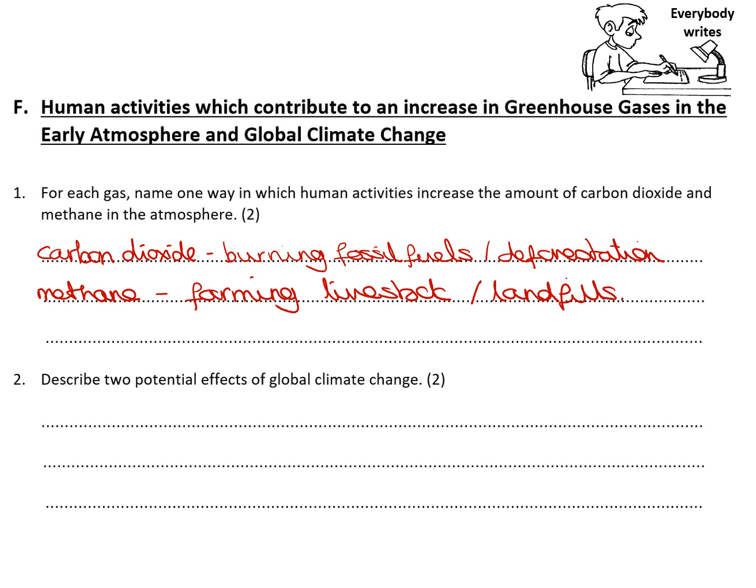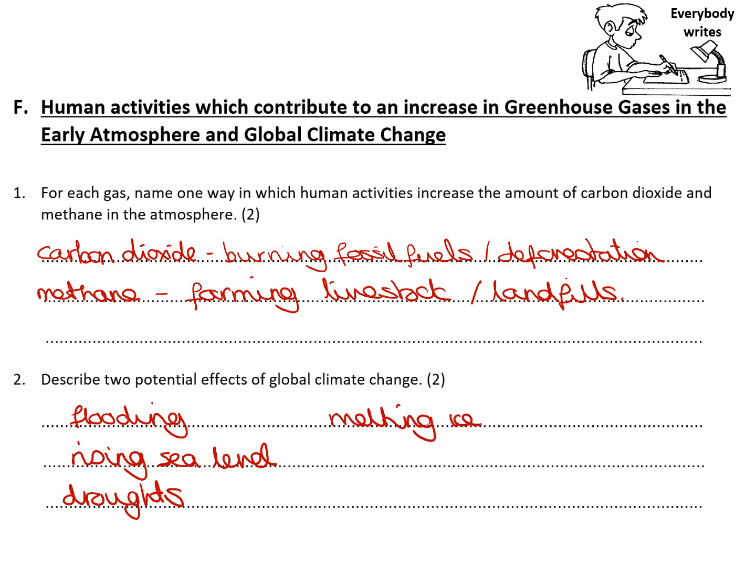And then for number 2, describe 2 potential effects of global climate change. Any 2 from flooding, rising sea level, droughts, melting ice caps, and desertification.